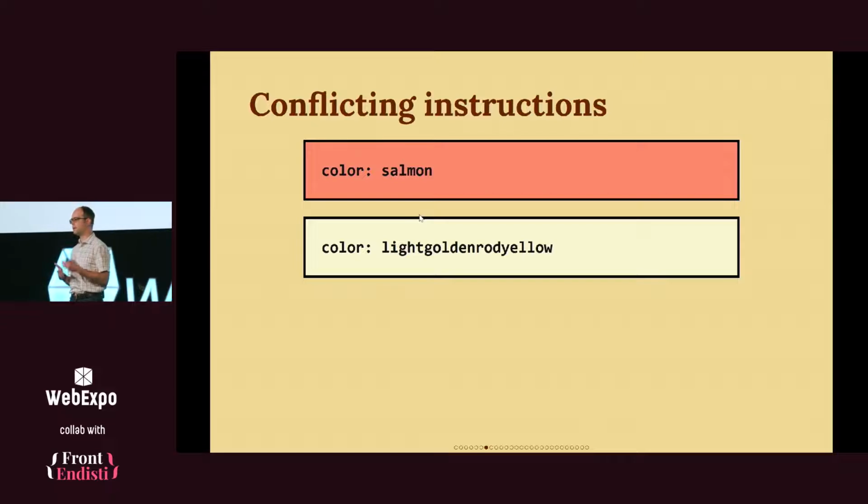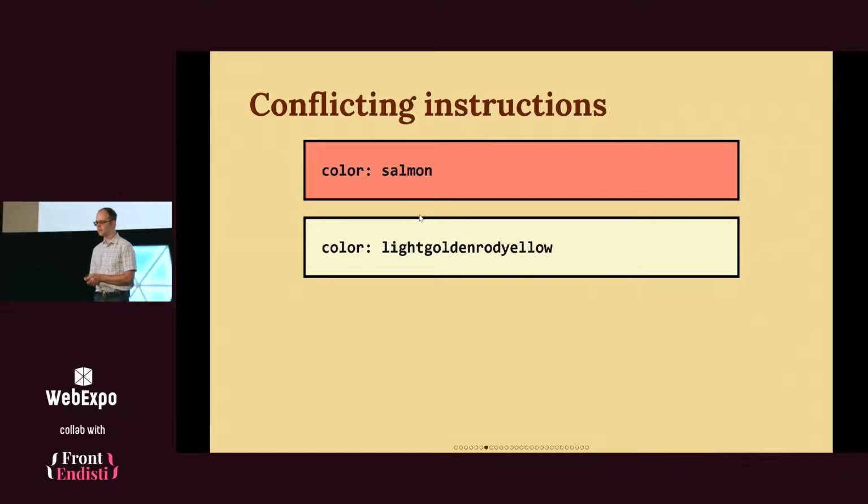Say that in our CSS file, we have a declaration of a color, and we have two declarations, the same property, color, and two different values. So I chose my favorite colors in CSS, the salmon and the light golden rod yellow. Now, this is a conflict because there is no clear way to decide which of these colors will be used. And if you are like me, you want to understand your colors. So I also made these two boxes filled with the color they represent. The salmon color is pretty straightforward.